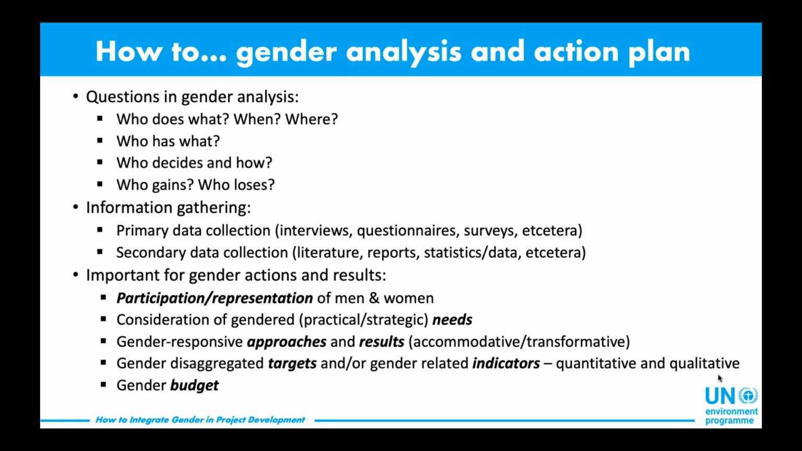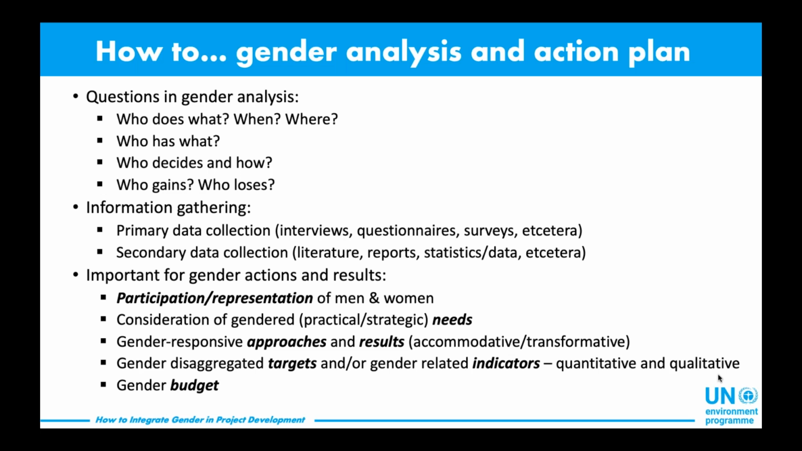Where does something take place? Men and women can work in different places, so you have to be careful about that. Who has what? Because ownership is very important, and especially in environment and agriculture, land is a very important resource, and ownership of that also tells you who can control it. That relates also to the next question: who decides and how is being decided? Because of patriarchal societies where male preferences, those are usually the one in deciding position.